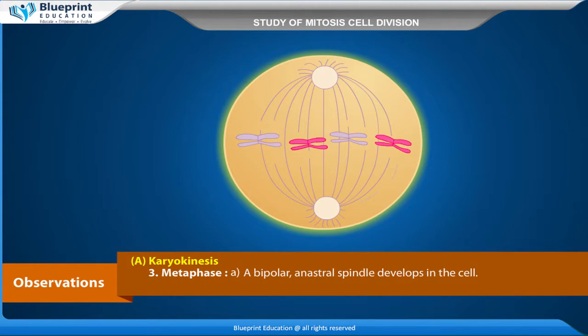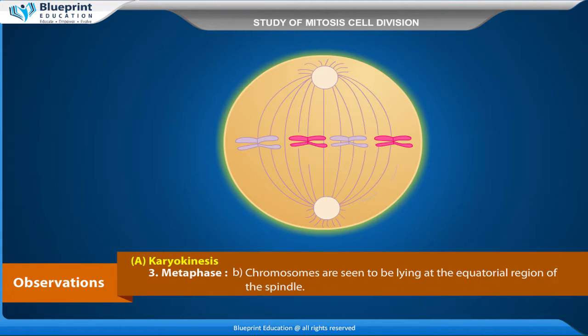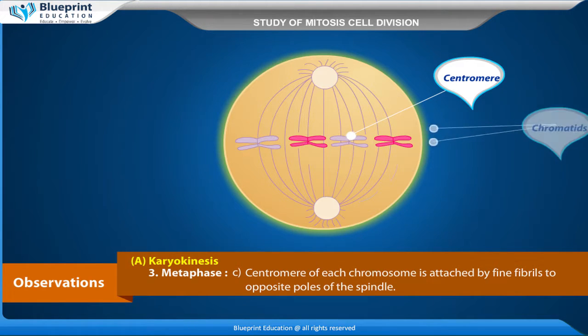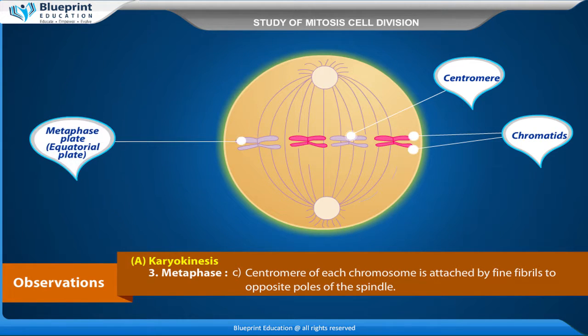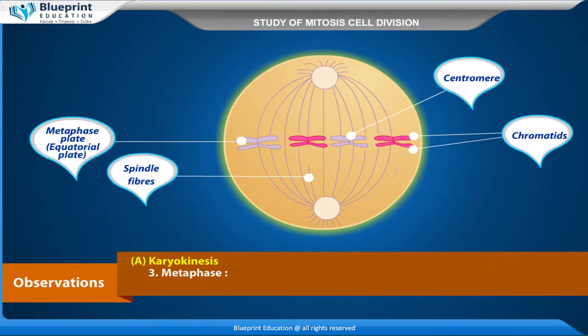Metaphase. A bipolar, anastral spindle develops in the cell. Chromosomes are seen to be lying at the equatorial region of the spindle. The centromere of each chromosome is attached by fine fibrils to opposite poles of the spindle.